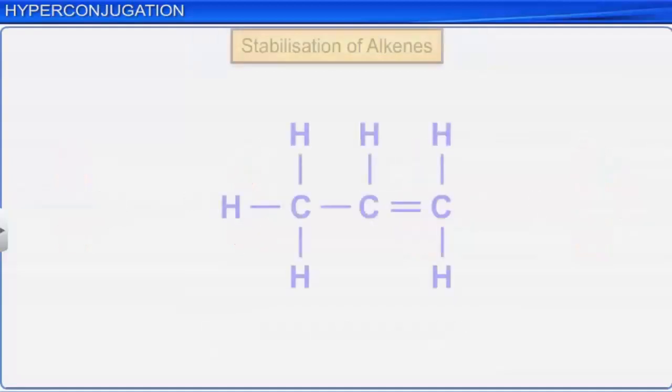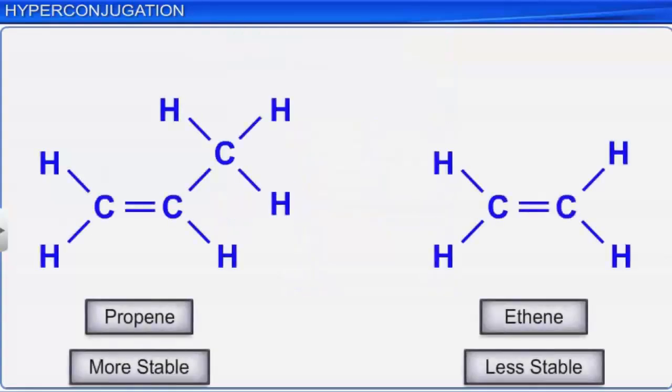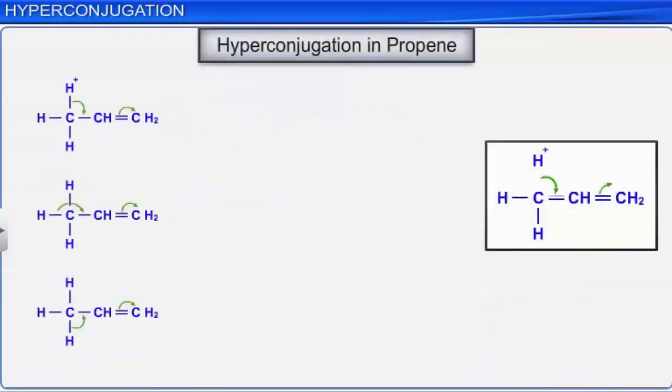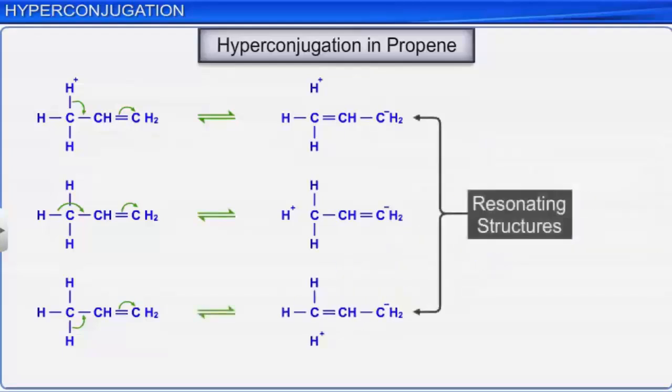Hyperconjugation also explains the stability of certain olefins over other olefins. For example, propene is more stable than ethene because in propene there are 3 C-H hyperconjugated bonds which lead to greater stability. If you observe the resonating structures of propene, you can see that there is no definite bond between the carbon atom of the methyl group and one of the hydrogen atoms. Hence, hyperconjugation is also known as no-bond resonance.